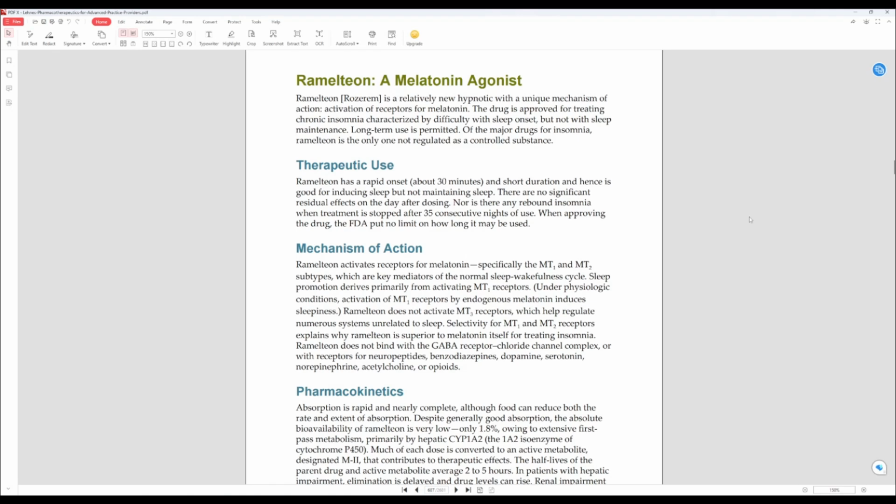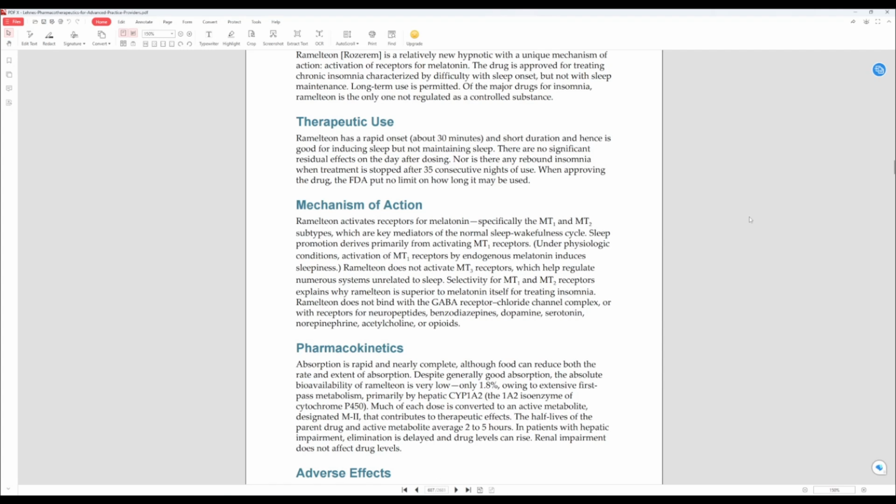So how does it work? Its mechanism of action activates receptors for melatonin, specifically the MT1 and MT2 subtypes, which are key mediators of the normal sleep-wakefulness cycle. Sleep promotion derives primarily from activating MT1 receptors. Ramelteon does not activate MT3 receptors, which help regulate numerous systems unrelated to sleep. Selectivity for MT1 and MT2 receptors explains why Ramelteon is superior to melatonin itself for treating insomnia.